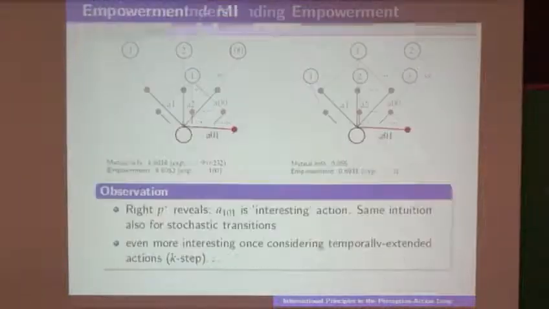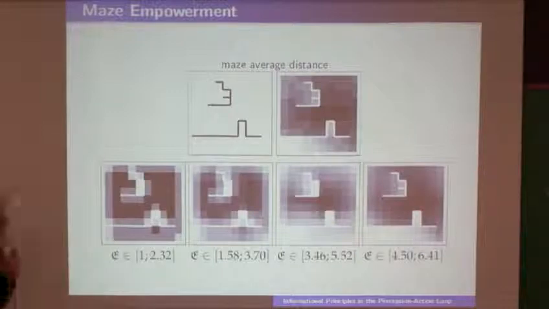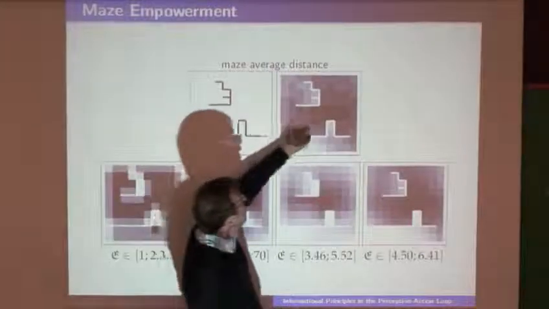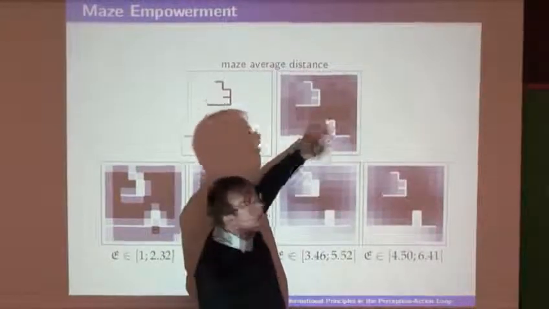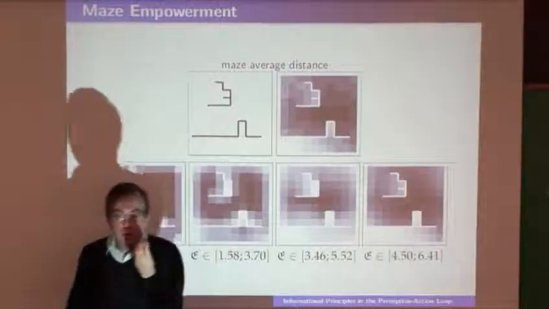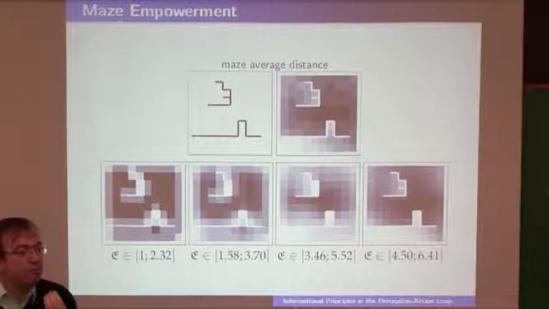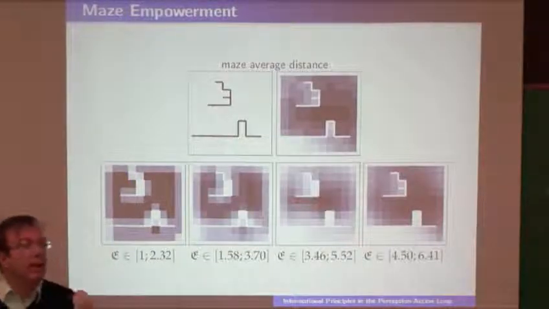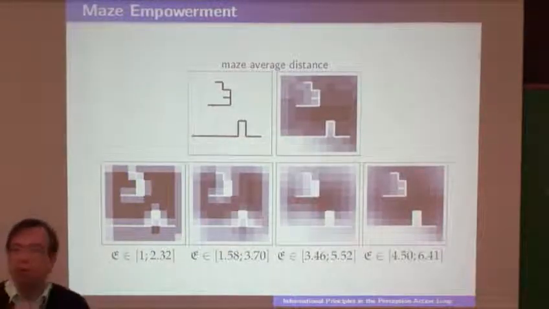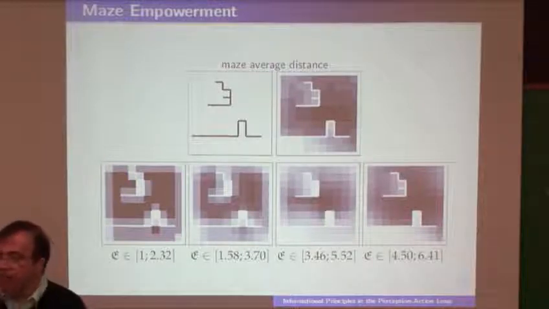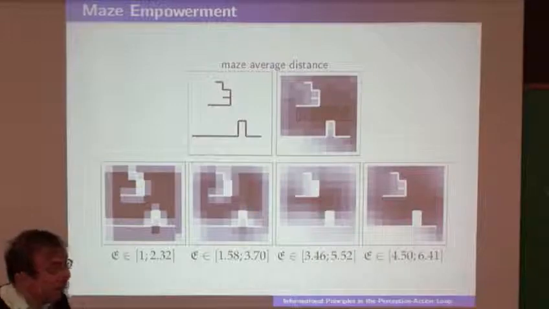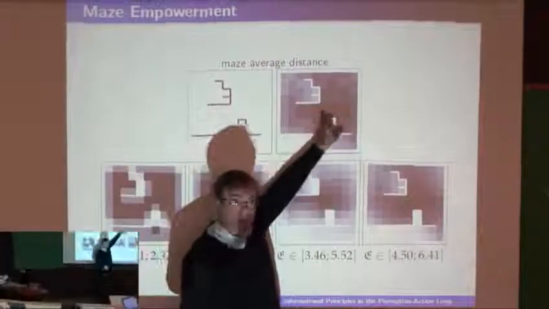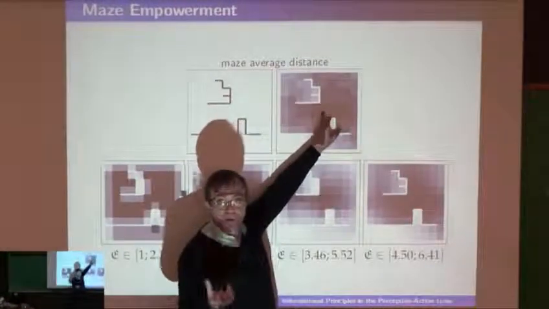Okay, so let me look at this little maze. We have this maze here, and we say there's an agent that can move around. Here we actually plot in dark the centrality of the maze. The centrality is essentially the average distance from the spot to all other spots in the maze. If that distance is small, it's central. If it's high, it's decentral. And dark means it's very central. So it means the average distance to every other spot.